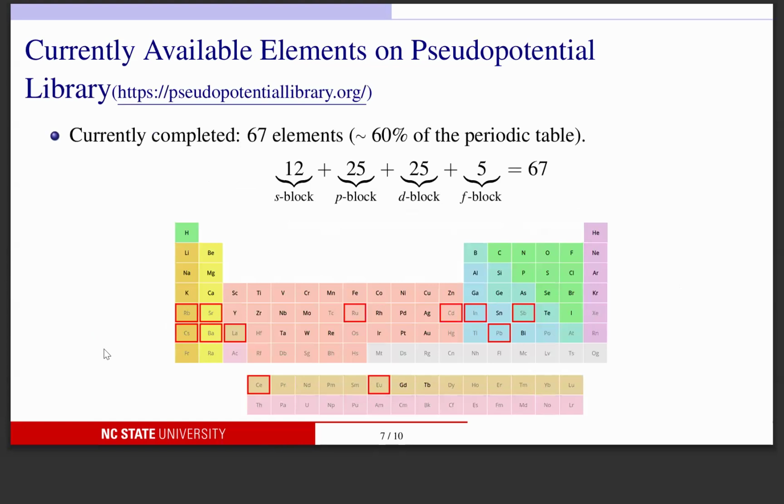Since their introduction in 2017, CCECPs have seen systematic development. To date, we have completed nearly 60% of the periodic table. Everything here in black or bounded by a red box are elements that we have completed. You can access them through our website, pseudopotentiallibrary.org. It's open source. Feel free to add your requests there.